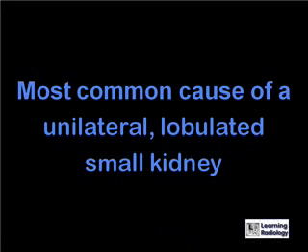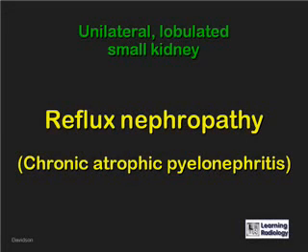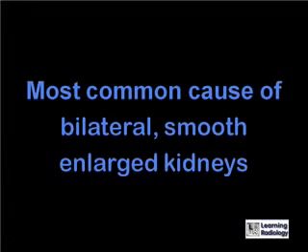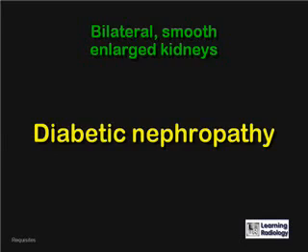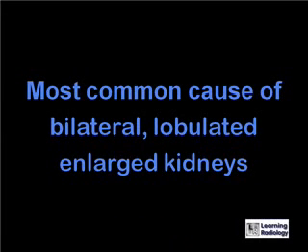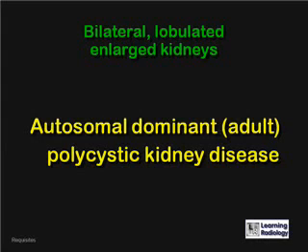What is the most common cause of a unilateral, lobulated, small kidney? Reflux nephropathy, chronic atrophic pyelonephritis. What is the most common cause of bilateral, smoothly marginated, but enlarged kidneys? Diabetic nephropathy. What is the most common cause of bilateral, lobulated, and enlarged kidneys? Autosomal dominant, adult, polycystic kidney disease.